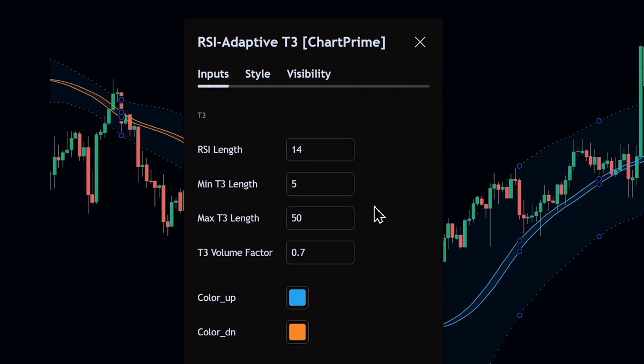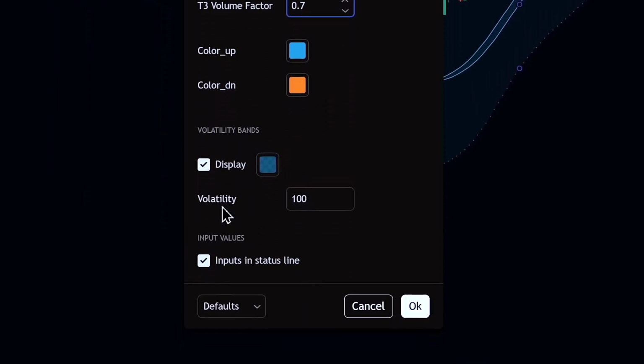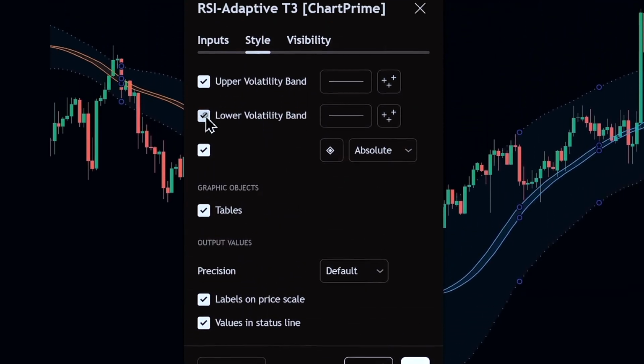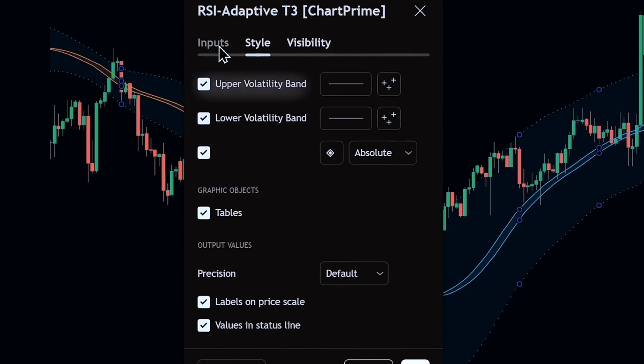There's also a volume factor, often labeled as V, rooted in Telson's original T3 design, which governs the curve's smoothness and sensitivity. You can adjust the RSI length that powers this adaptive system. For the volatility bands, you can modify their calculation period or multiplier, and you have the option to disable them entirely for a cleaner chart.